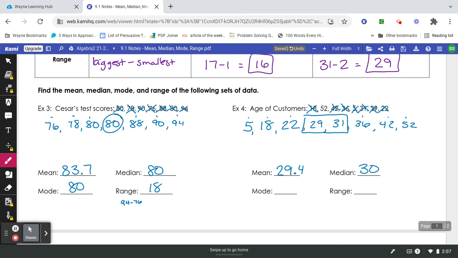Mode is a number that shows up most. None of those numbers repeat, so we're just going to write none. And our range from 52 to 5, 52 minus 5 gets us an answer of 47.